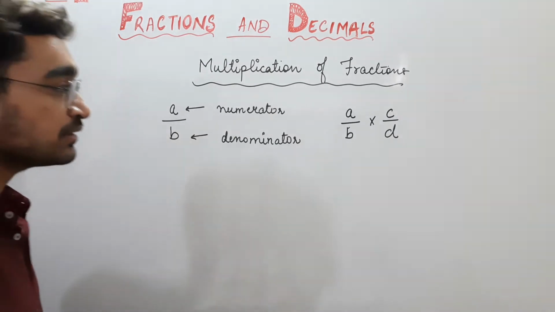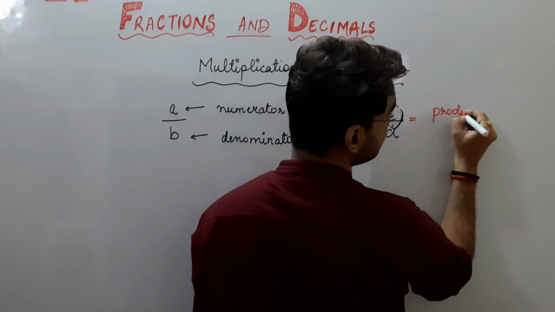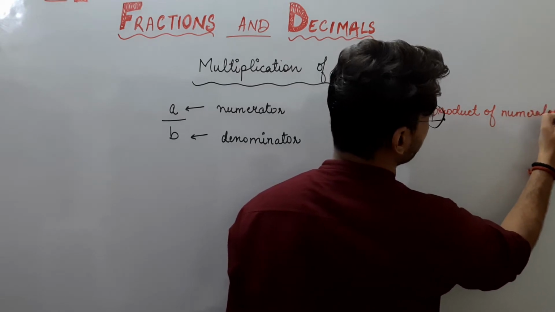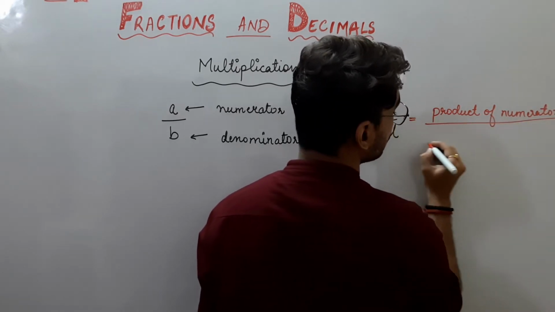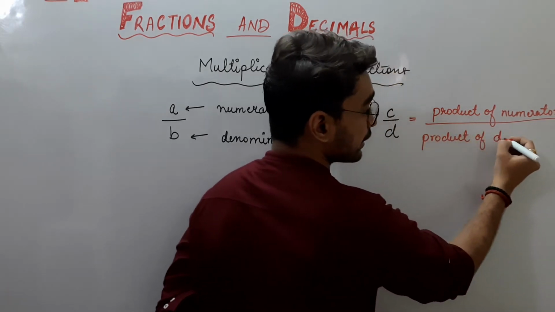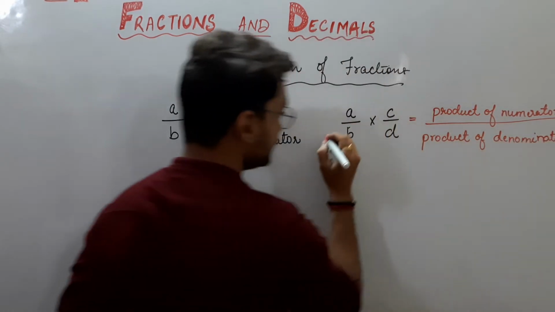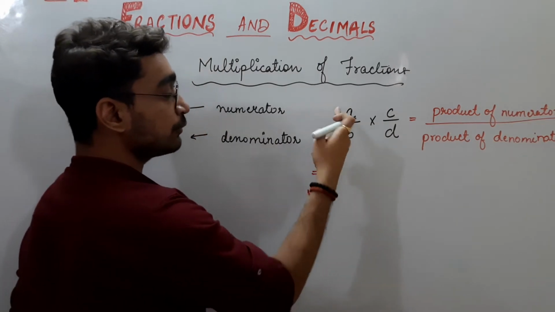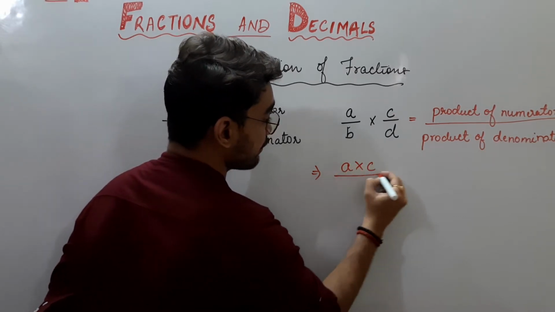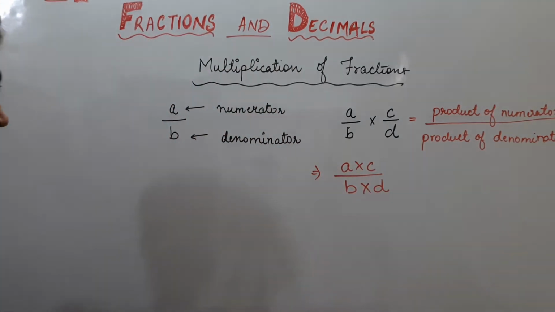So if we want to find out the product, or if we want to multiply these two fractions, the basic rule says that product of numerators divided by product of denominators. What do you mean by that? It means if we want to find out the product of a by b into c by d, we will do a into c divided by b into d. That is our general rule.